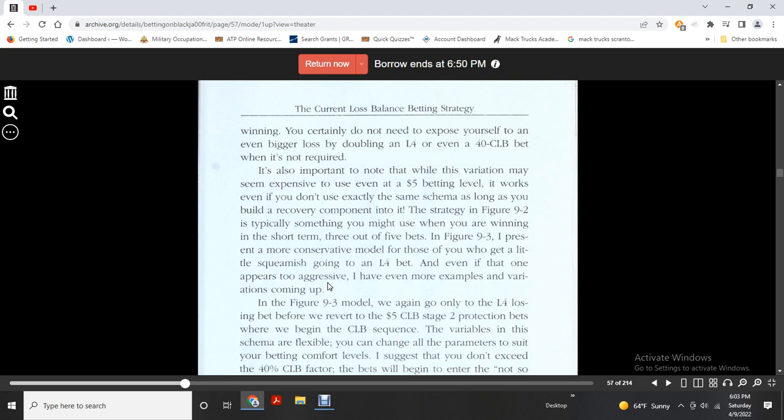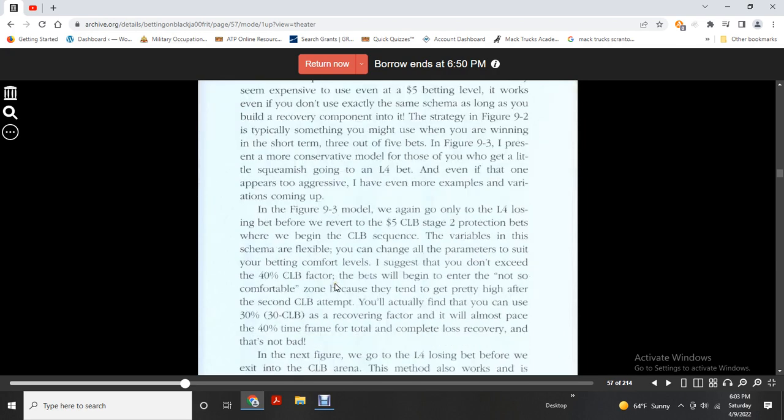This is typically something you might use when working in a short term, three out of five bets. Figure 9-3 is a more conservative model for those of you who get a little squeamish going on to the L4 bet, even if one of them appears too aggressive. More examples and variations are coming up. In Figure 9-3, the model will again go to the L4 losing bet before we revert to the $5 clearance losing bet, stage 2 protection bets.